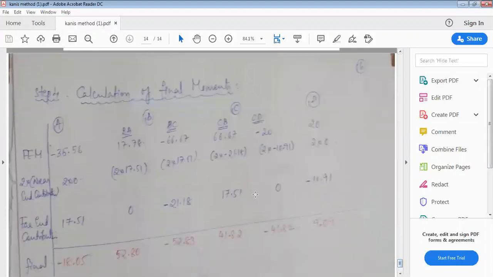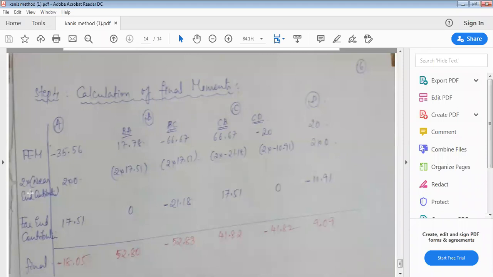And calculation of final moments. See, we have already revised this formula. Calculation of final end moments is nothing but summation of fixed end moments. See, left side I have written. The formula is summation of fixed end moments plus twice of, here you can write a plus symbol if you want to understand.